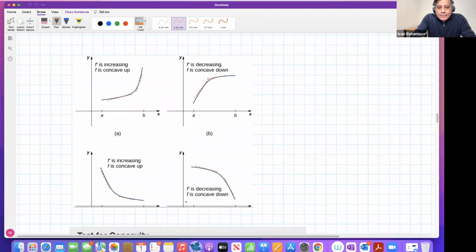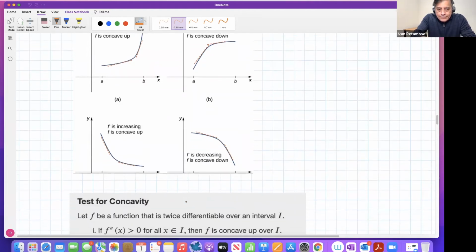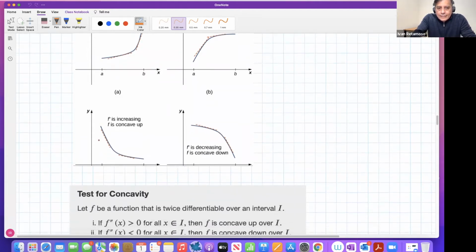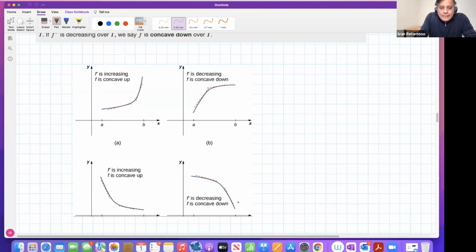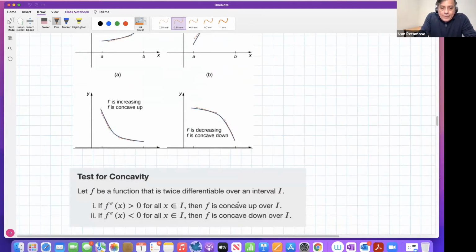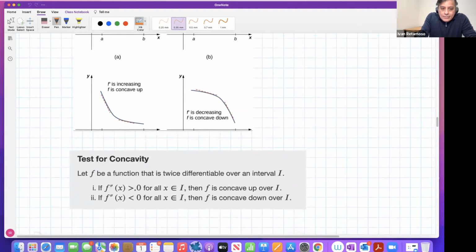This is how this works, right? Here the first derivative is increasing. Here, the first derivative is also increasing, but in a negative sense, right? Very tricky. Here, the first derivative is decreasing, right? Here, the first derivative is also decreasing in a negative sense, right? Great.